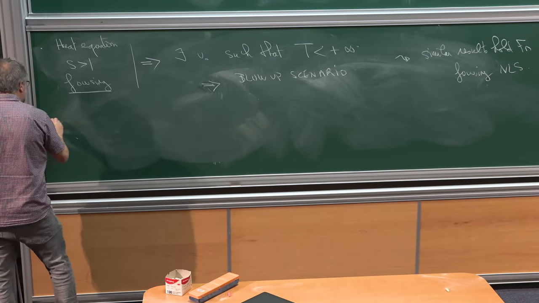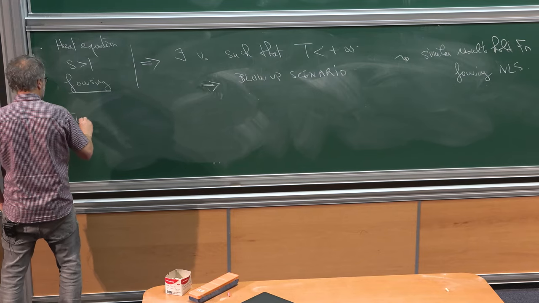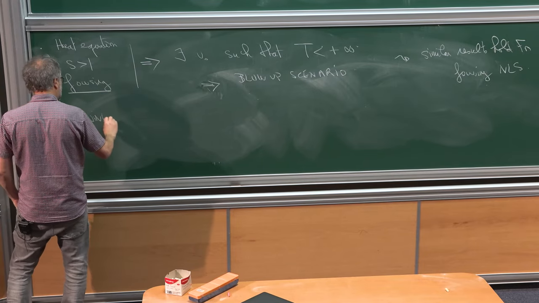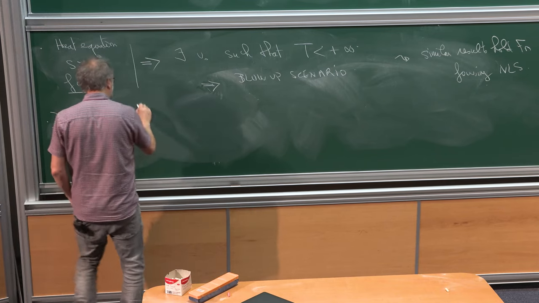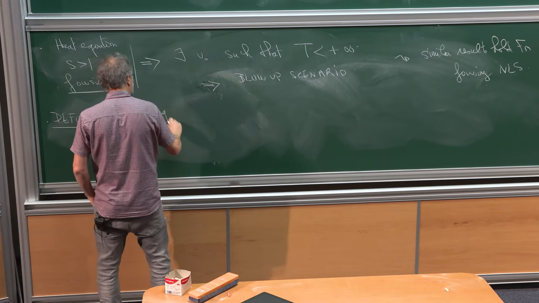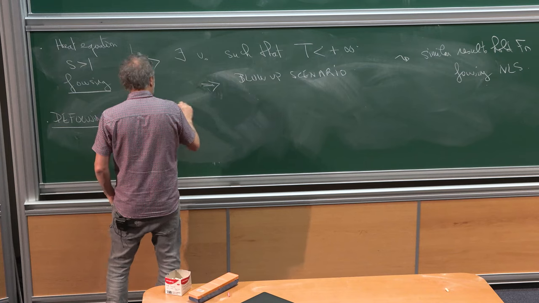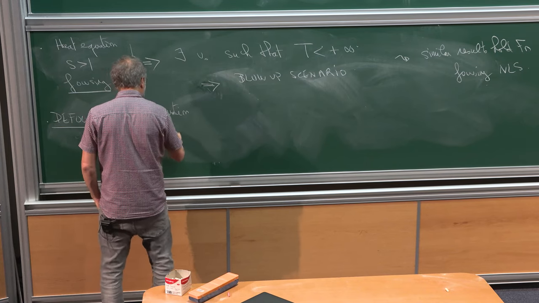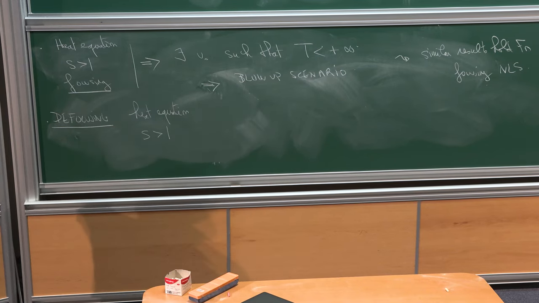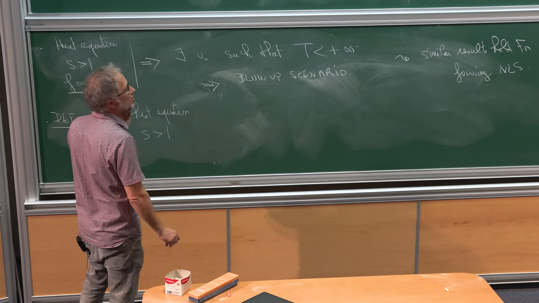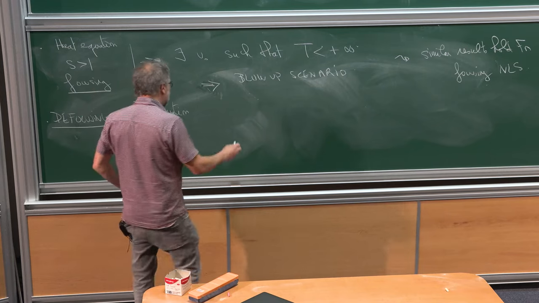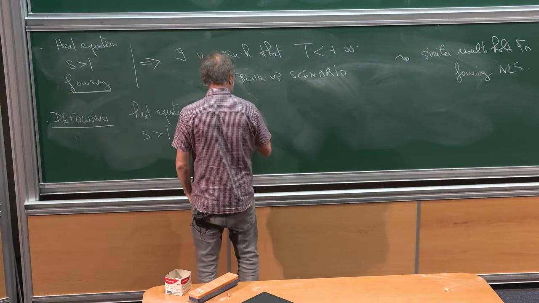But in the defocusing case, if I have the heat equation, and s is bigger than 1, you could tell me, well, but this is above scaling. My conservation law is very weak. So in principle, I am exactly in the same situation as for NLS, except that it's completely trivial if you want to see a theorem to say it.